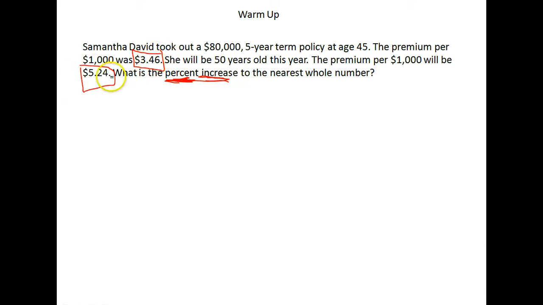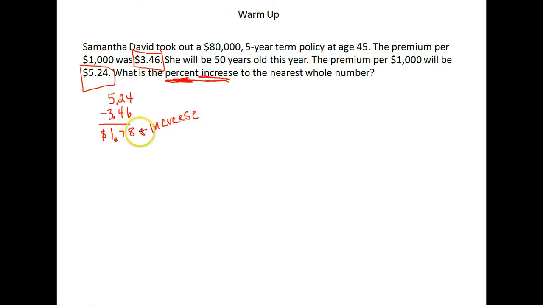And it changed from 346 to 524. So I'm going to start by finding the difference between 346 and 524 so that I know how much it has gone up. Okay, and to find our percent of increase, we really don't even have to go into huge detail. We don't have to find the actual amounts of his policy. We can just use the rates and go from there. So we can see that the rate went up $1.78 per thousand. Okay, so this was our increase.